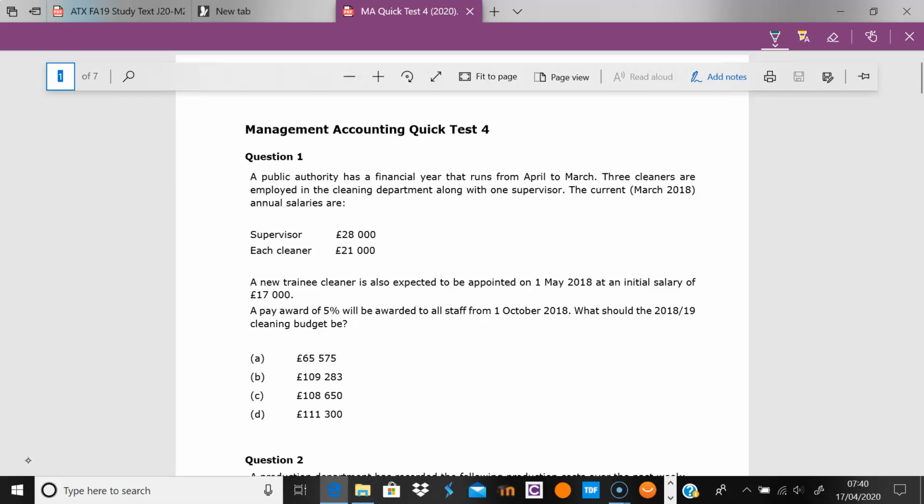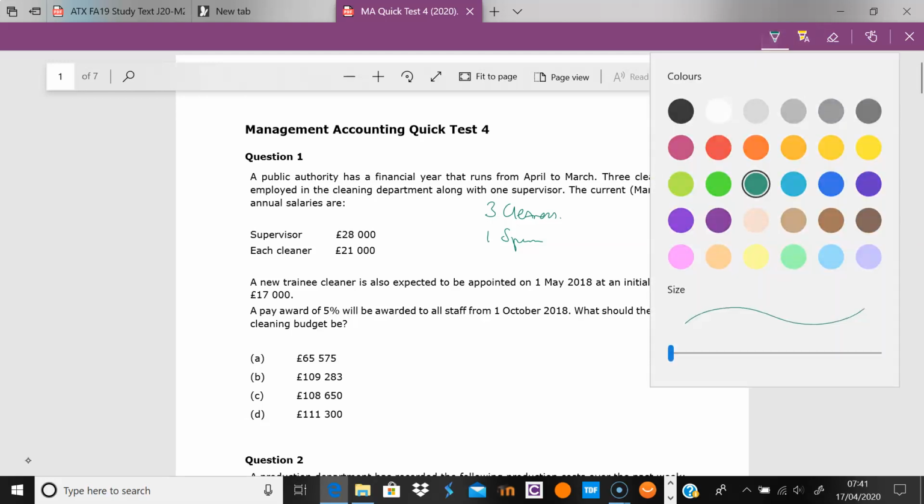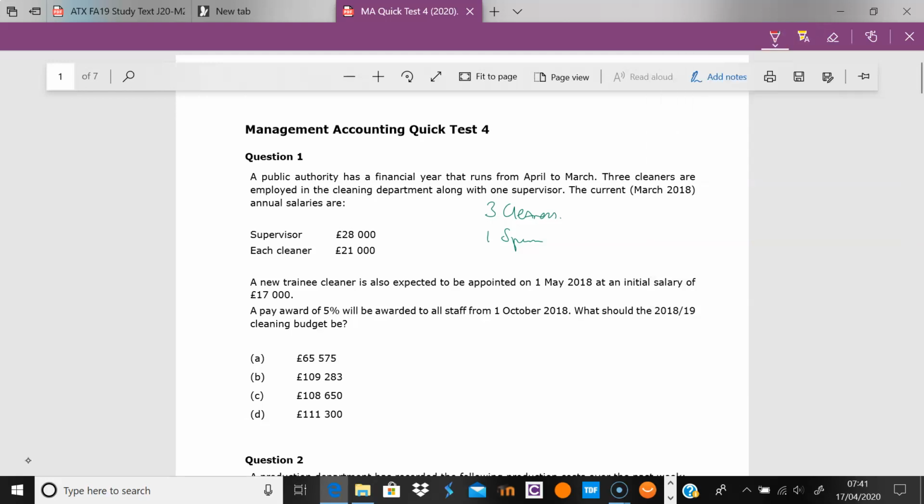So you have, if you like, a labor budget here, really. And they tell us that you have 3 cleaners and one supervisor, right? And then they tell us again that you're going to get a new cleaner, another cleaner, but this cleaner is going to start on the 1st of May. So one more cleaner. Let's just look at the scenario here.